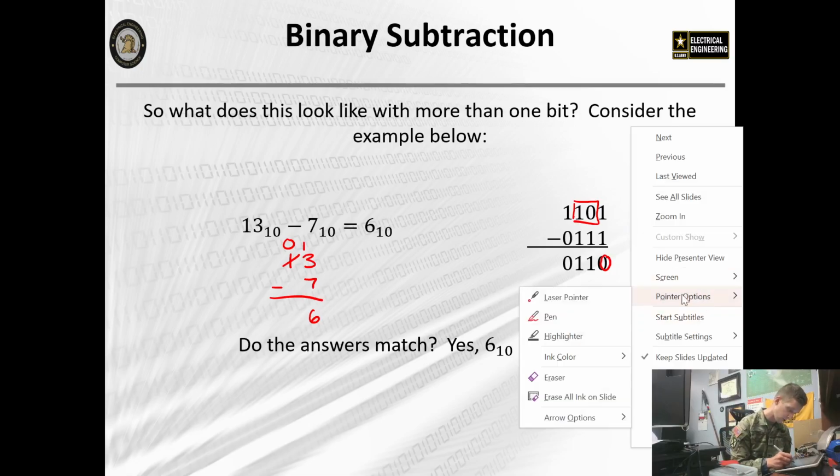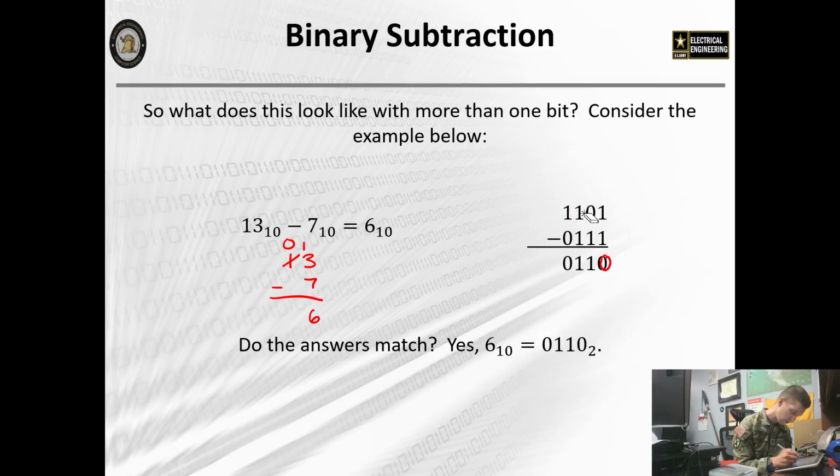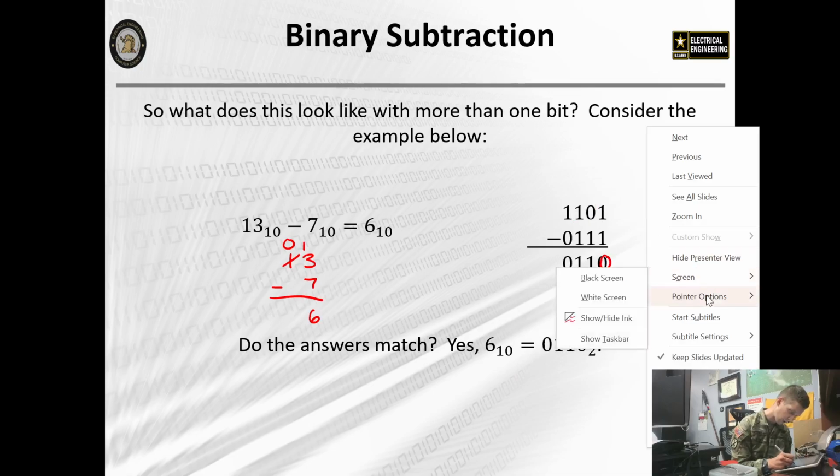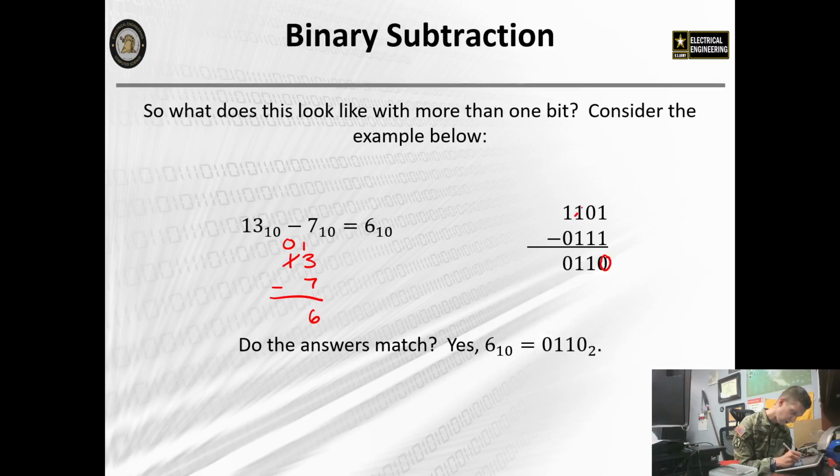So what I'm going to do is borrow from this digit, so this becomes a 0, and I'm going to imagine that this has become a decimal 2. And I can't really represent a 2 in binary, but bear with me.